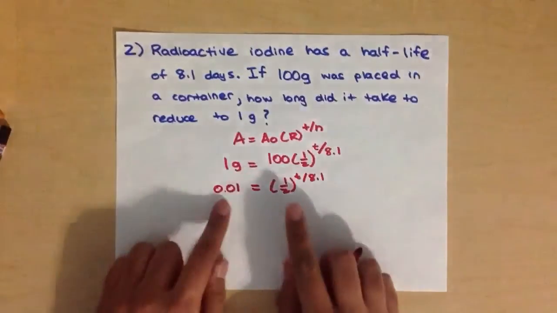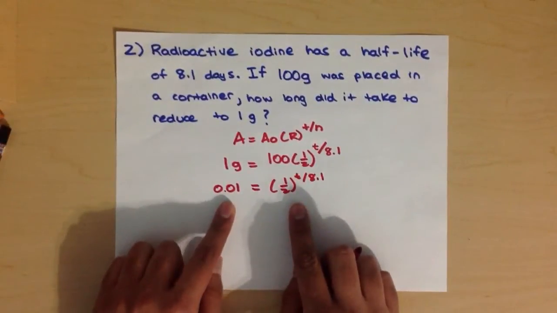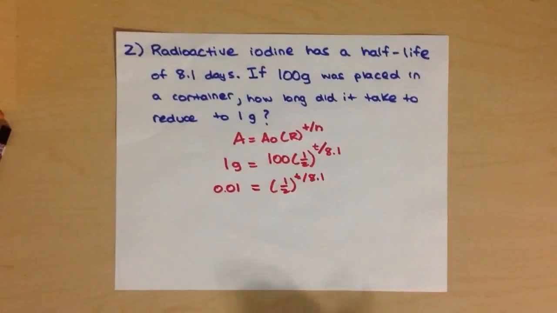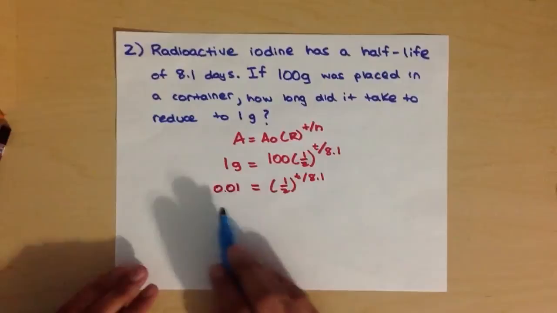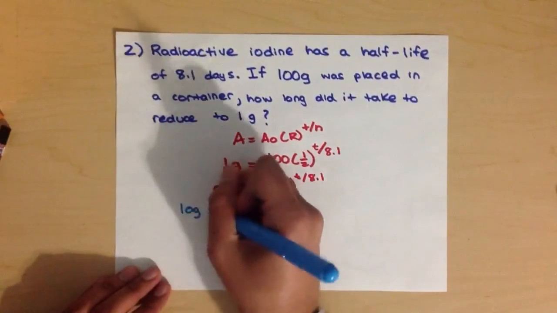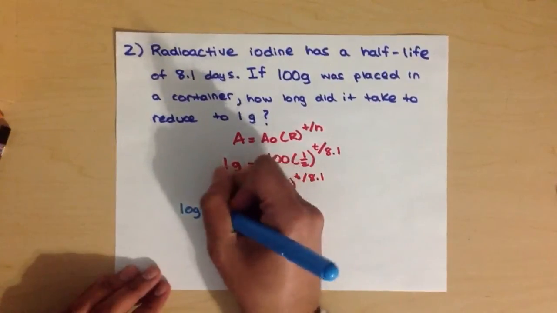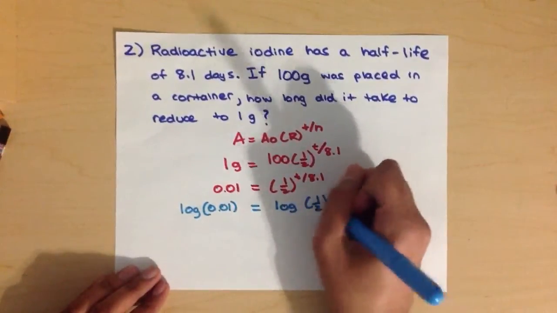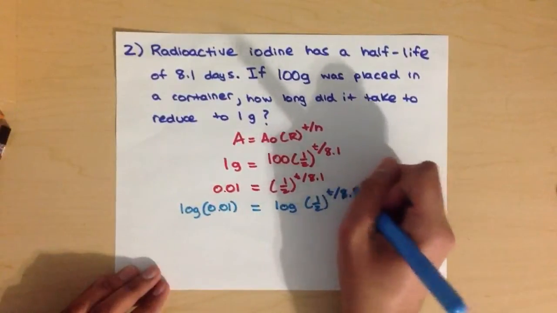Now this looks like a very familiar equation that we were trying to solve in the last video. This is an exponential equation. And if you remember how we solve exponential equations, well, we're going to have to log both sides. So you're going to log both sides here. So this is going to be equal to log of 0.01, that's going to be equal to log of half to the T divided by 8.1.